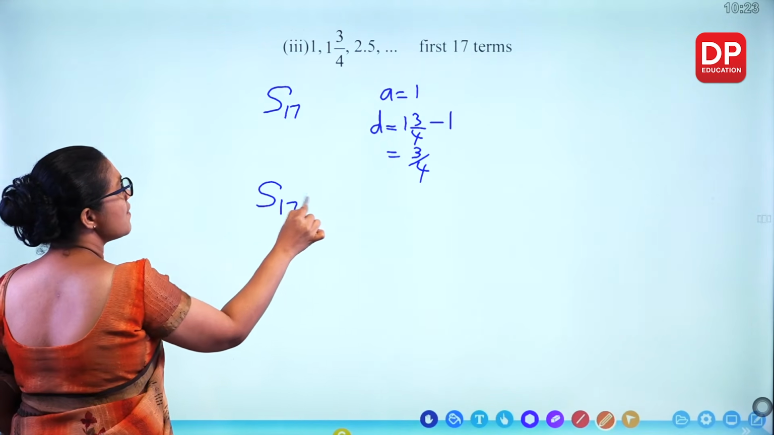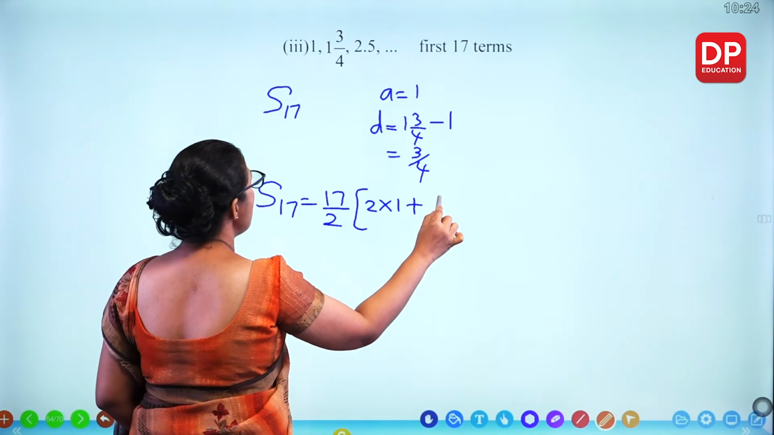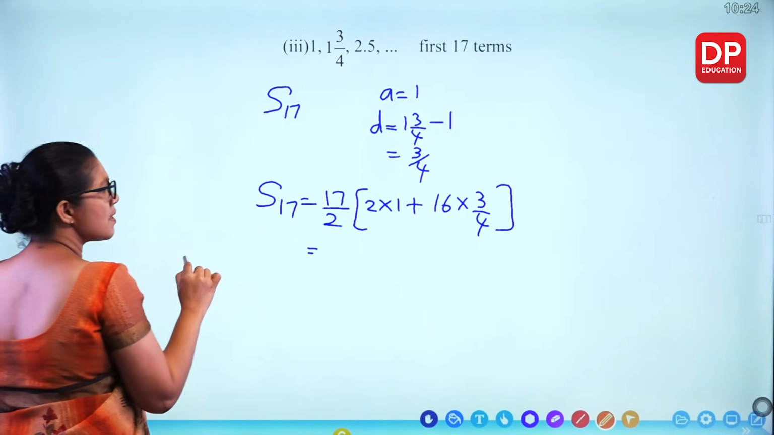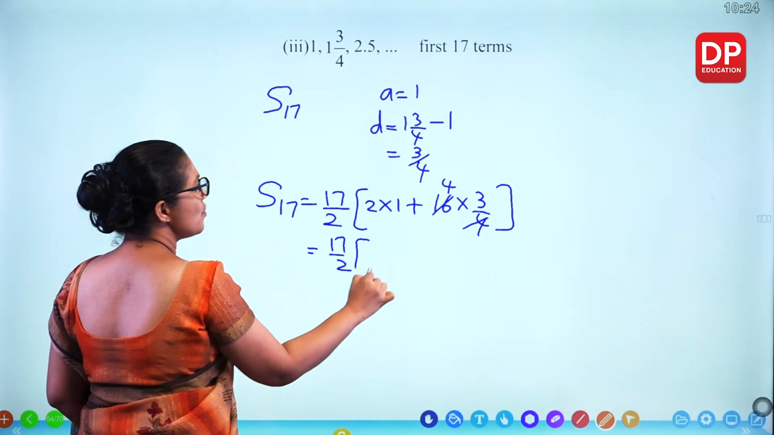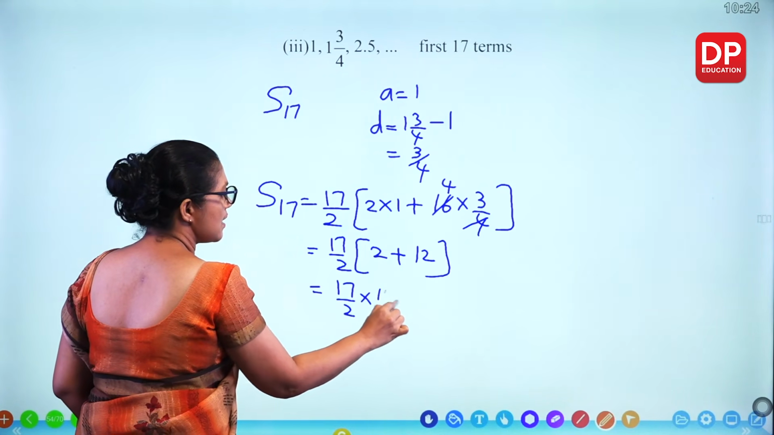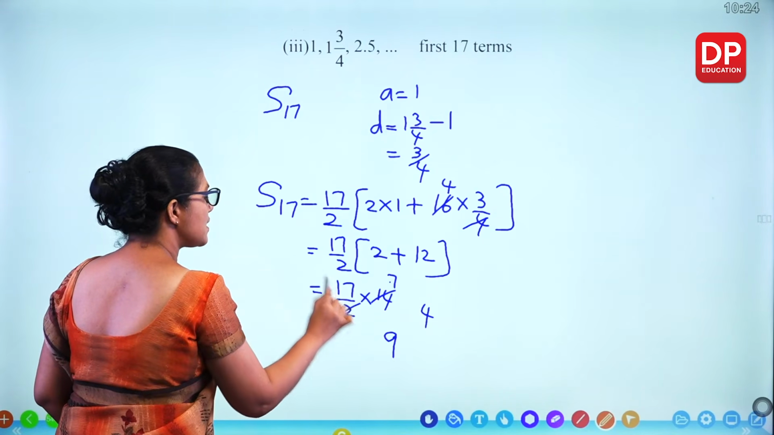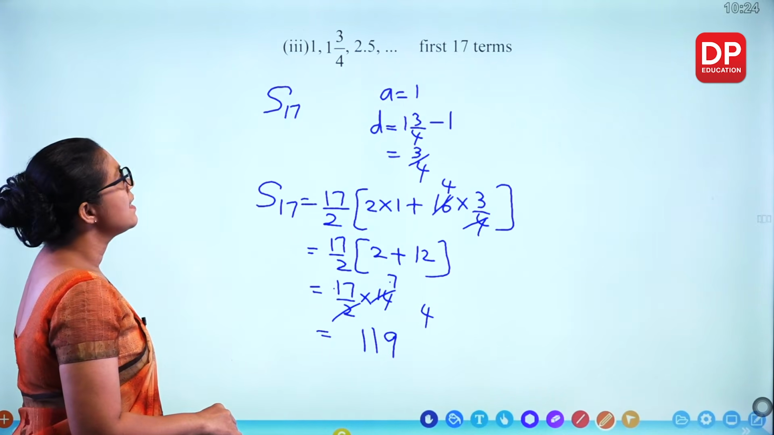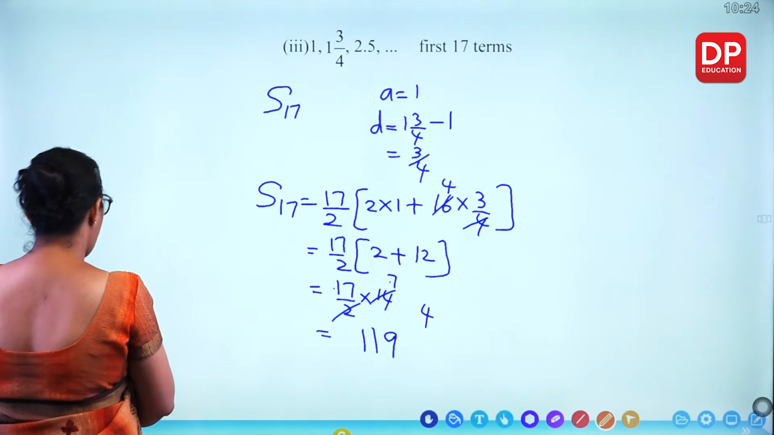Apply the formula. S17 is equal to n over 2, 2A plus n minus 1, that's 16 into D. Simplify here, 4 times 4, 4 times 3, 12. So 17 over 2 times 2 plus 12, that's 14. It's 2 times 7, 7 times 7, 49, 4 remaining, 7 times 1, 7, 7 plus 4, 11. So 119 is the sum of the first 17 terms.